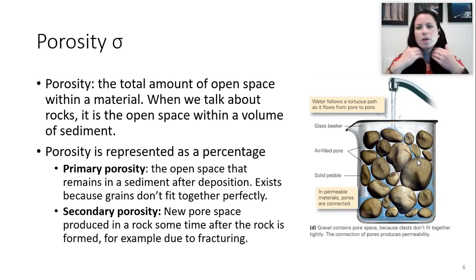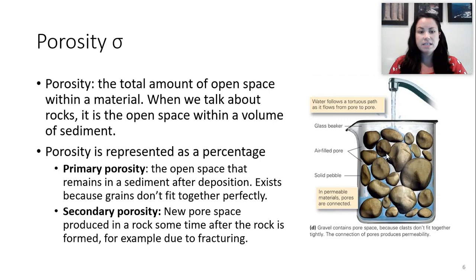And so when we put a pile of rocks into a jar, we can see that there's spaces between these grains. And when we talked about sedimentary rocks, we talked about the grain size and sorting. All of that has to do with the space between the grains, and that's called porosity. So porosity is represented as a percentage, and there's two different types of porosity. First is primary, and that's the open space that remains in a sediment after deposition, and it exists because the grains don't fit perfectly together.